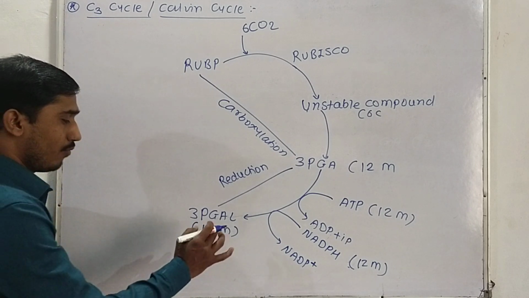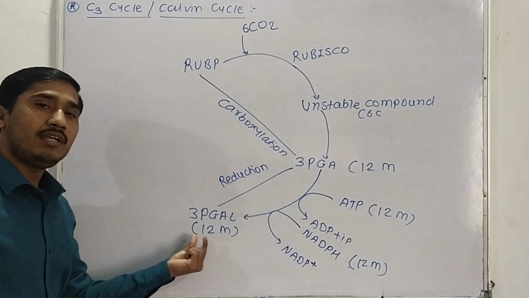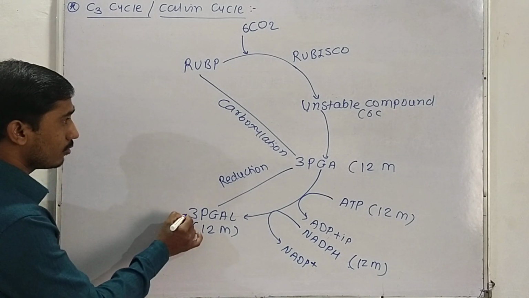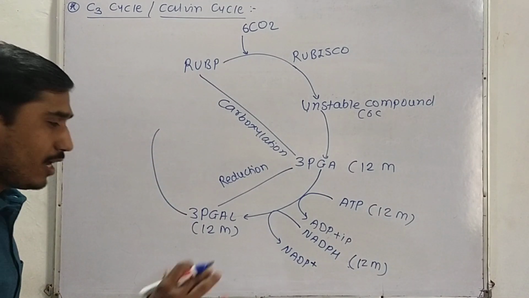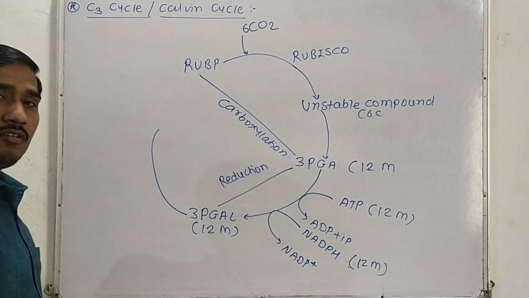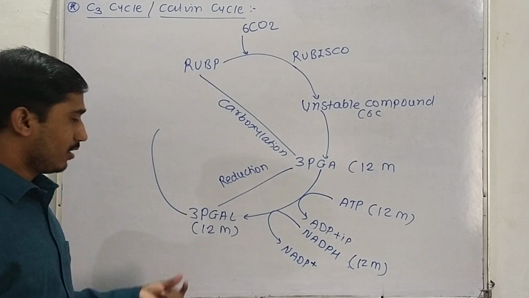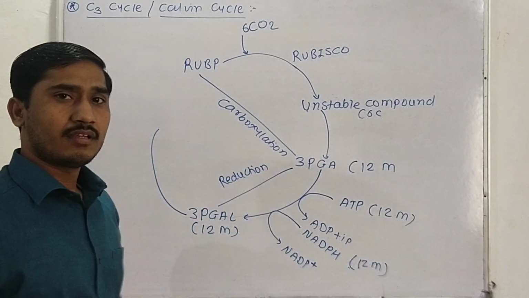Now, from these 12 molecules, there is a separation between 10 molecules and 2 molecules. That means 10 molecules will participate in the regeneration process and 2 molecules will participate in the synthesis process. So firstly we will see about regeneration. During regeneration, there are several intermediate products formed.